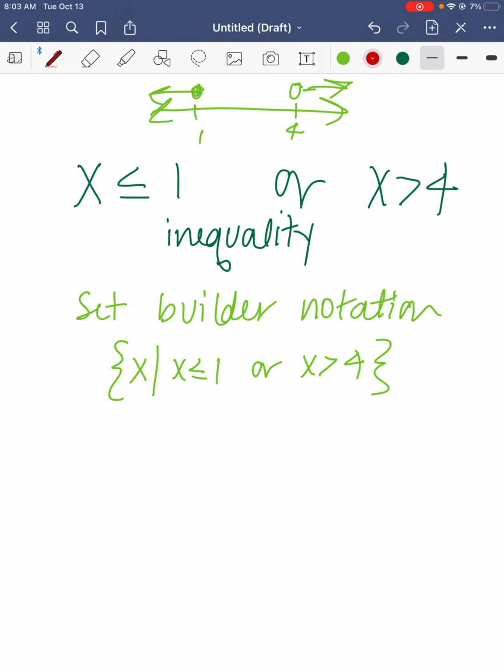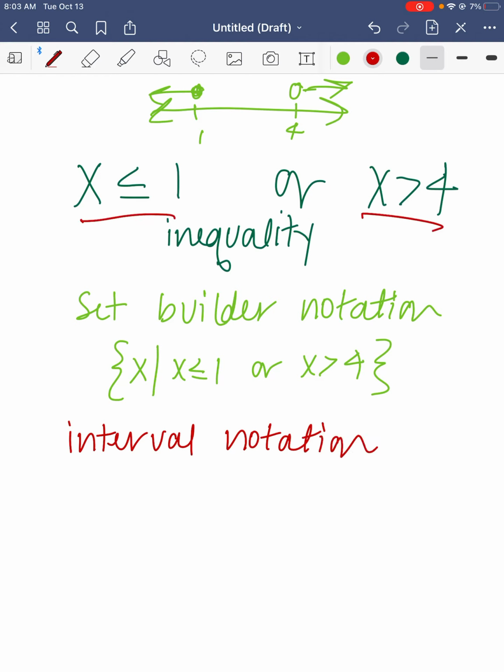Okay? In interval notation, since there are 2 different inequalities here that can't be combined or overlapped at all, we write this in 2 different intervals. Okay, so we'll start with the first one. X is less than or equal to 1, so that means our lower bound is -infinity, and we come all the way up to 1. We have a bracket over 1 because it's included, and then a parentheses over -infinity. And then we'll write out the other one.